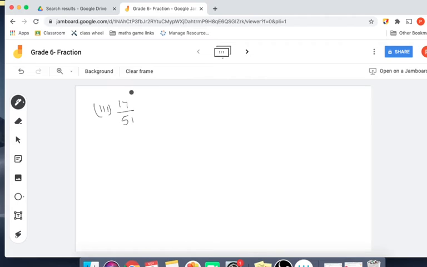So 17 ones are 17, 17 twos are 34, and 17 threes are 51. Right? So basically you have to divide it directly with 17 only, because there are no other factors of 17. It is not divisible by anything else. So 17 ones are 17 and 17 threes are 51. This would be your answer. Okay. Let's solve question number 4.